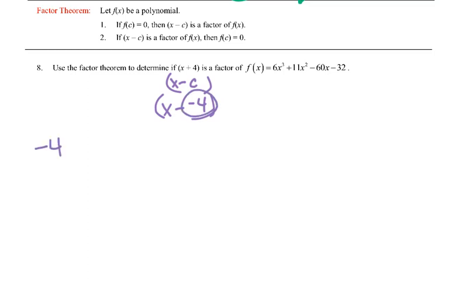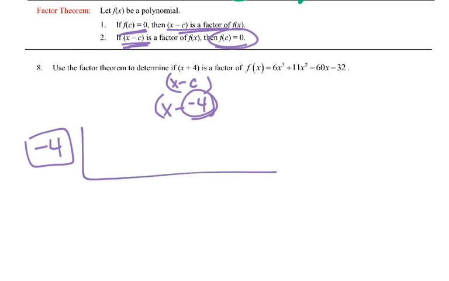So I'm going to use synthetic division to divide. And what I'm looking for is: is my remainder 0? Because remember, if f of c equals 0, then it is a factor, okay? And vice versa. If it's a factor, then we have no remainder. So I'm going to use synthetic division to divide. We have a coefficient of 6 on the x cubed, 11 on the x squared, negative 60 on the x, and a negative 32.